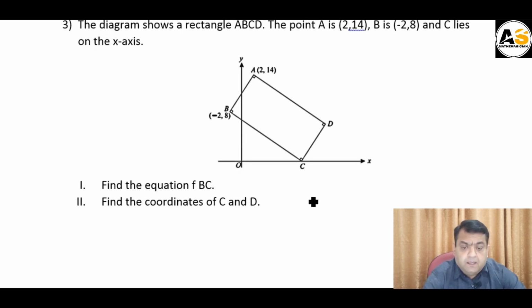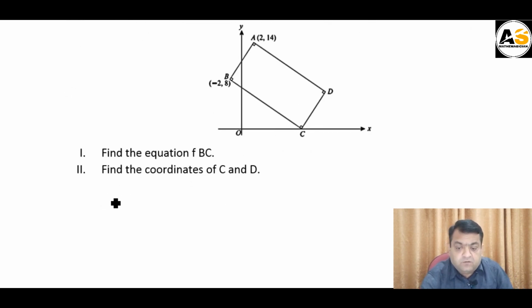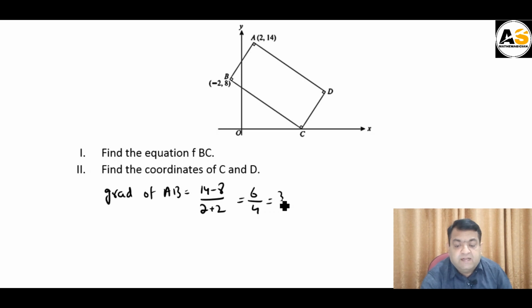First of all, for the equation of BC, I know one point, but I don't have another point, so I cannot find its gradient. For its gradient, I will use the gradient of AB, whose 2 points are known. So first of all, I am calculating the gradient of AB. Gradient of AB is y2 minus y1 over x2 minus x1. This will be 6 over 4. 14 minus 8, 6 over 4, which will be 3 by 2. So what is the gradient of BC? Gradient of BC will be its negative reciprocal, minus 2 by 3.